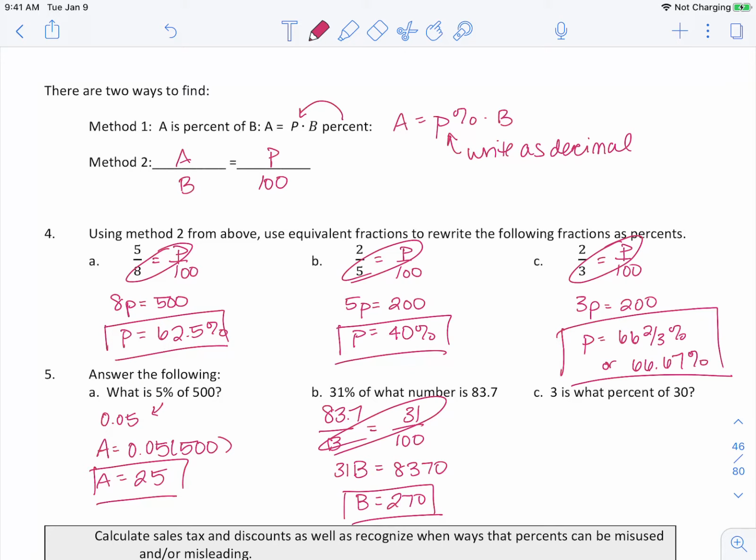Okay, I'll show this using method 1. It says 3 is what percent of 30? So 3 equals P times 30. Divide by 30. P is 0.1, which is 10%.